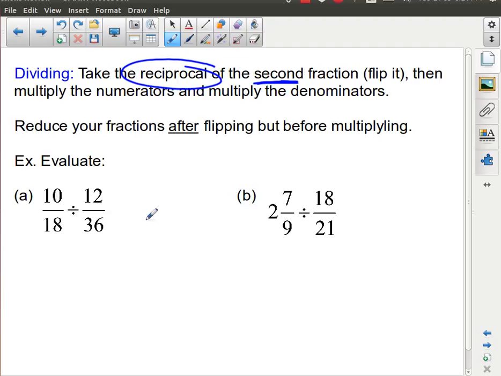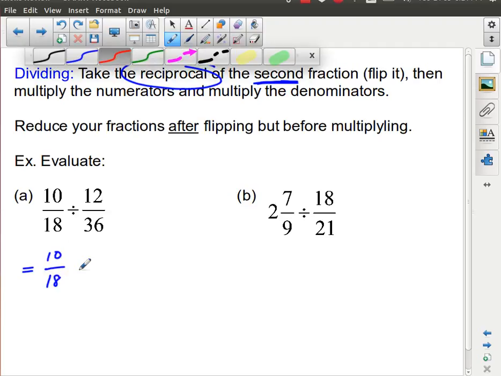So this first one is equal to 10 over 18 does not change. That is exactly the same. And then I change my division to multiplication, and I change my second fraction into the reciprocal of the second fraction.